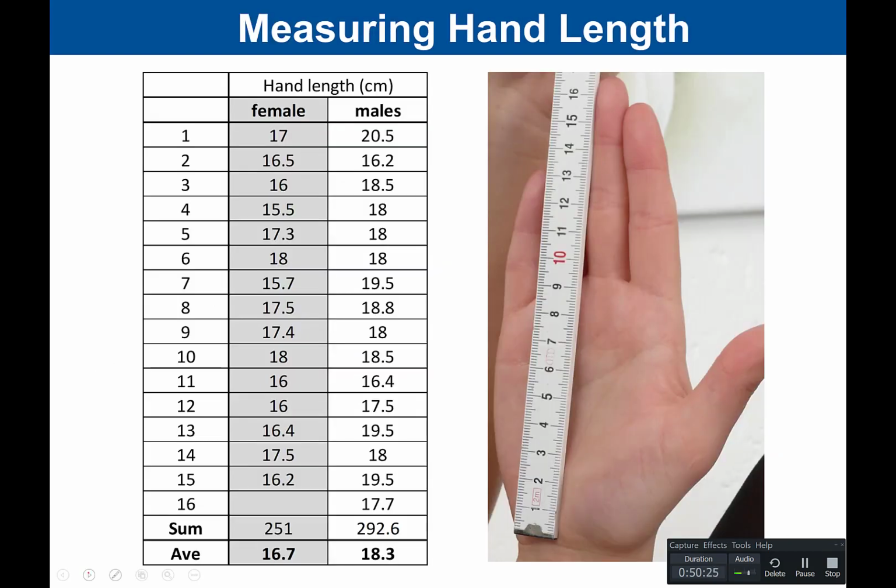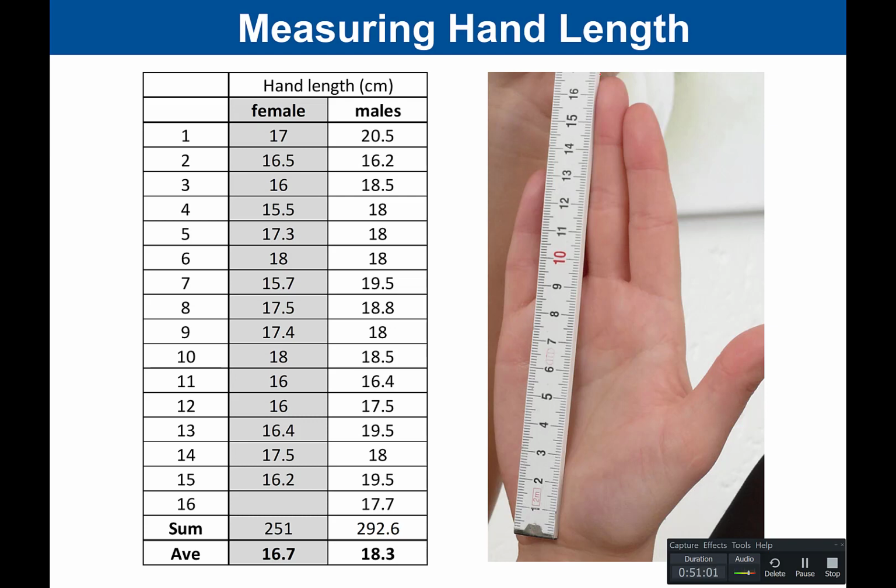So for your graph for this lab, what I have here is data from a previous semester. The students measured their hands. They measured their hand length, from the base of their palm to the tip of their tallest finger, and they recorded their hand length in centimeters. And we are comparing males versus females. We want to see, on average, do males or females have a greater hand length?